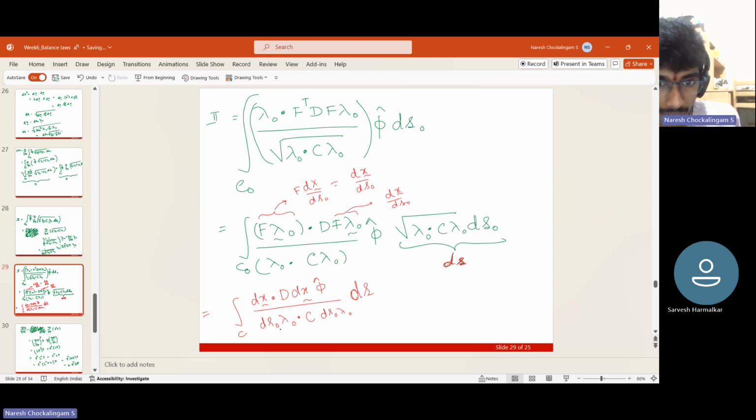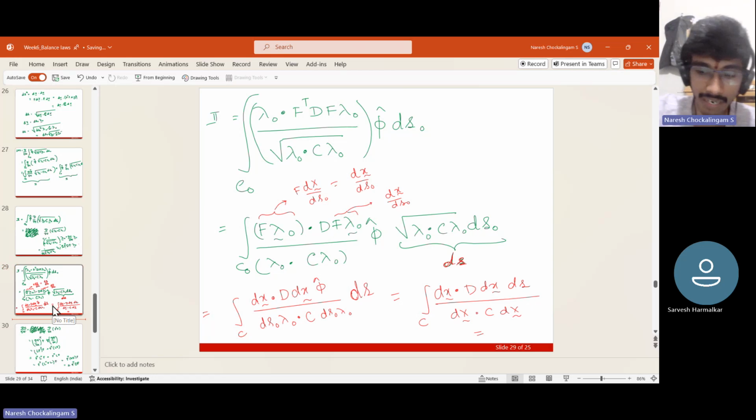So what do we have in the denominator? It is ds naught lambda naught c is this thing. So this is basically c dx dot d dx, d small s divided by, this is nothing but d capital X dot c d capital X, and so in the denominator we have a ds square.